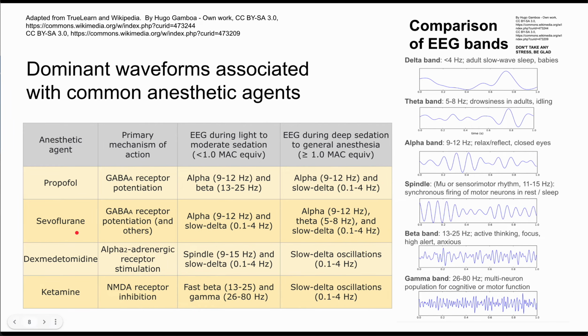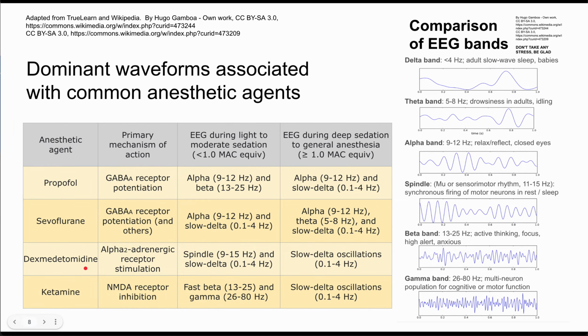Next, sevoflurane. This has a similar mechanism of action, although a little more complicated: GABA-A receptor potentiation, as well as other things throughout the body. It starts with alpha and slow delta waves, and as you increase the dose, you start to see more of that theta wave as well. So again, getting a slower frequency as you increase that dose. And in general, most anesthetic agents have a slower frequency EEG as you increase the dose.